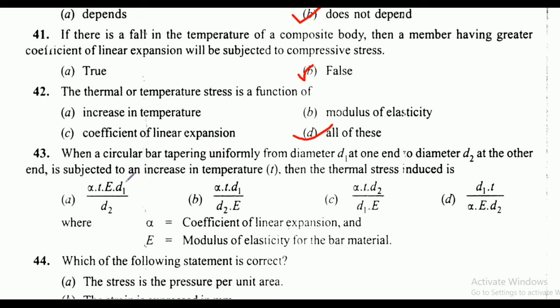Next is when a circular bar tapering uniformly from diameter d1 at one end to diameter d2 at the other end is subjected to an increase in temperature T, then the thermal stress induced is, here friends these are the options. Here alpha is the coefficient of linear expansion and E is the modulus of elasticity for the bar material. So here friends, correct answer is option A, that is alpha TE d1 upon d2.